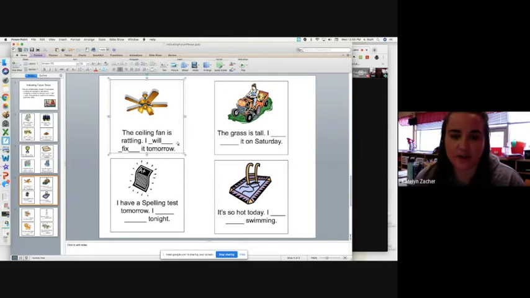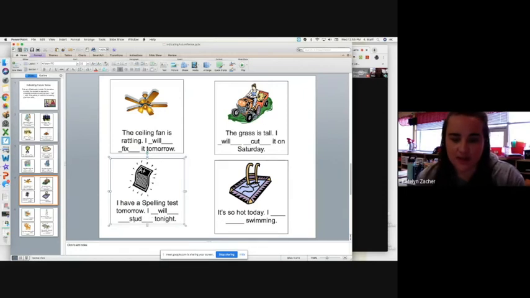The ceiling fan is rattling. I will fix. So if it was yesterday, I fixed it. Maybe fixing, will fix. The grass is tall. I will cut it on Saturday. I have a spelling test tomorrow. I will study tonight. Study is a verb. It's something you do. Yesterday, you maybe studied. Tomorrow, you will study.